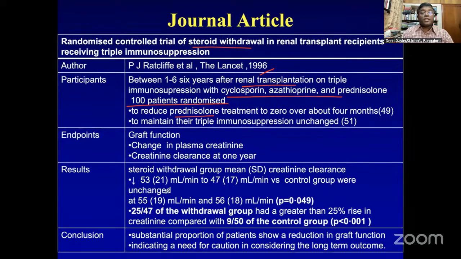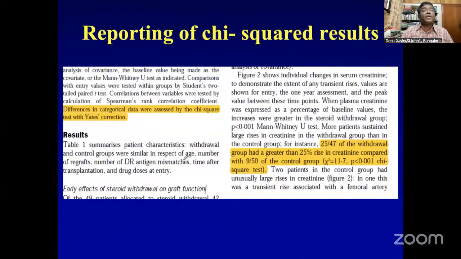So these are the results. But more important than that is how do we write the chi-square test? This is the statistical section in this article. This is an old Lancet thing. Differences in categoric data were assessed by the chi-square test along with a correction. 25 out of the 47 of the withdrawal group had greater than 25% rise in creatinine compared with 9 out of 50.